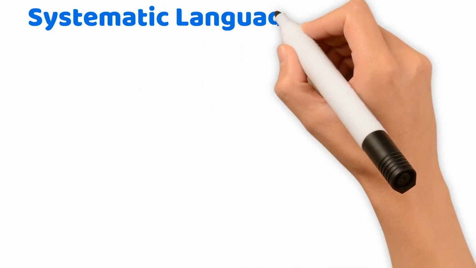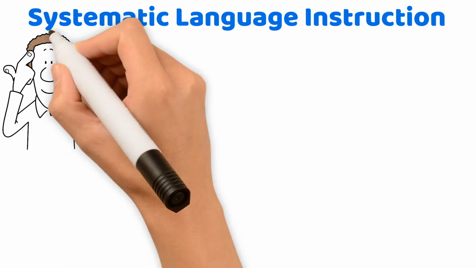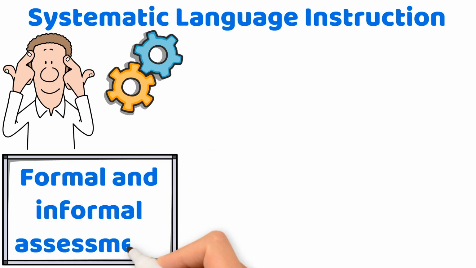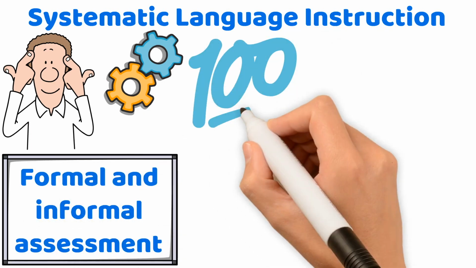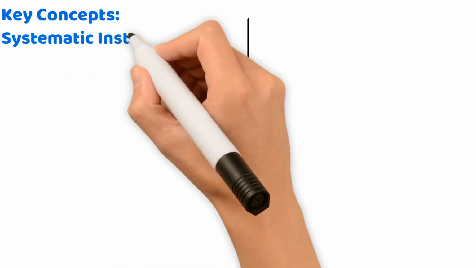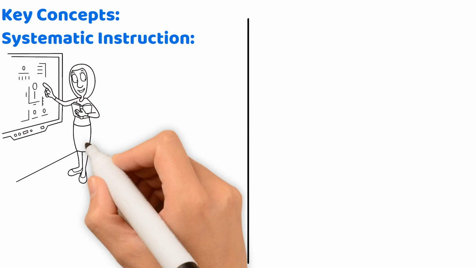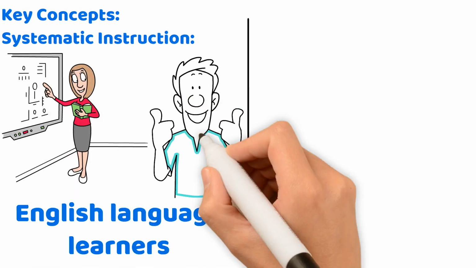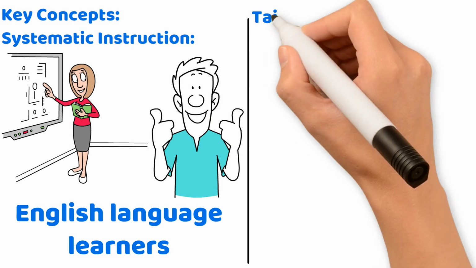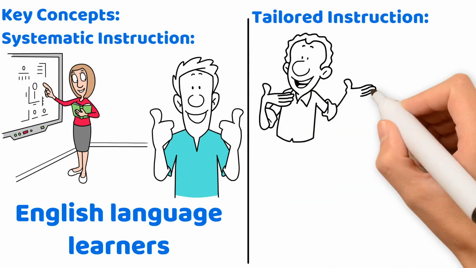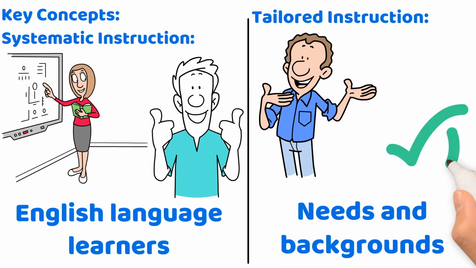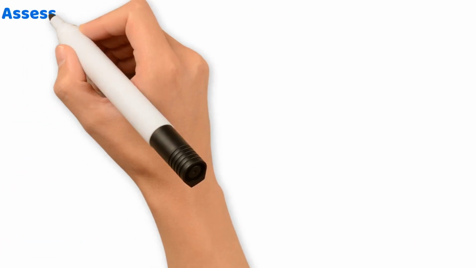Systematic language instruction. Understanding how to implement systematic language instruction based on both formal and informal assessment outcomes is crucial. Here's what you need to focus on. Key concepts. Systematic instruction. Employ a structured and sequential approach to teaching English language learners, ensuring consistency and clarity in your lessons. Tailored instruction. Adapt teaching methods and materials to meet the unique needs and backgrounds of each student, informed by ongoing assessments.